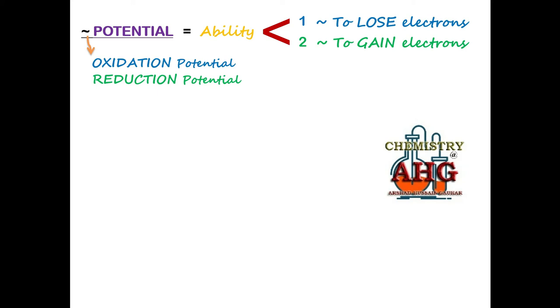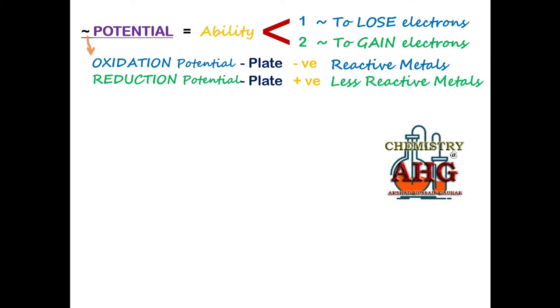Whenever an element has oxidation potential, what electrode will it become? Yes, I told you, in A2 where there is oxidation, that electrode will become anode, and that plate would get negative charge, because anode is always negative in all voltaic or galvanic cells. So during oxidation potential, a plate will become negative, a plate will become anode. And this is the property of which type of elements? Mostly reactive metals have oxidation potential. While whenever there is reduction potential, the electrode will become cathode, and it would get positive charge, and this is the property of less reactive metals and non-metals.